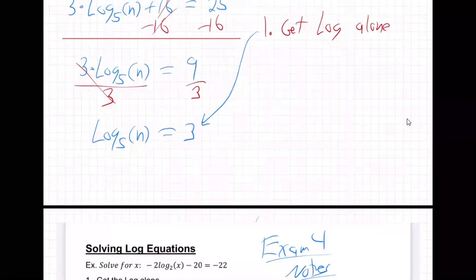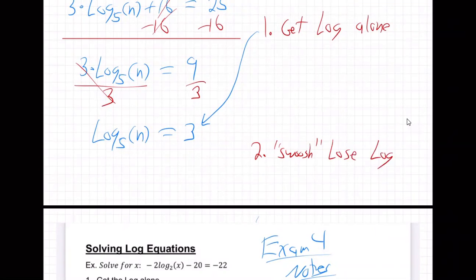There we go. And then step number 2 is you do what I call the swish. And you lose the log when you do that. So you just grab the base, go boom, boom. And at that point, you're losing the log. You're changing out of log language.